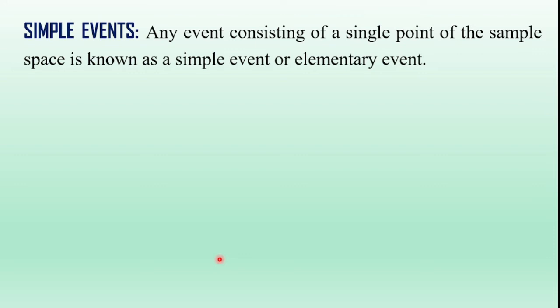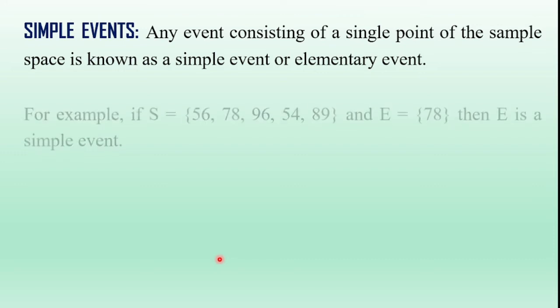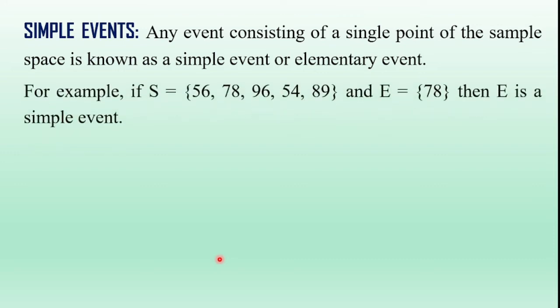The example of the simple event or elementary event: the sample space S is equal to 56, 78, 96, 54, 89, and the event E is equal to 78. So event E equal to 78 is a simple event or elementary event, a single event.